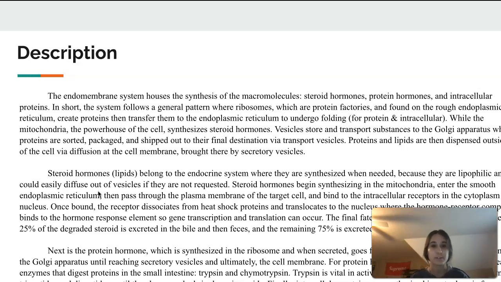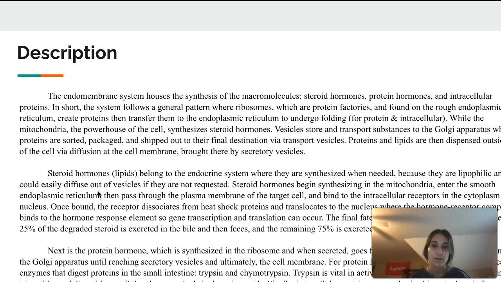To get more specific into each of the macromolecules, the steroid hormones, again, are lipids, and they belong to the endocrine system, where they are synthesized in the mitochondria when they're needed, and they are lipophilic and could easily diffuse outside of the vesicles if they're just sitting there waiting. So that's why they're only created when they're actually needed.